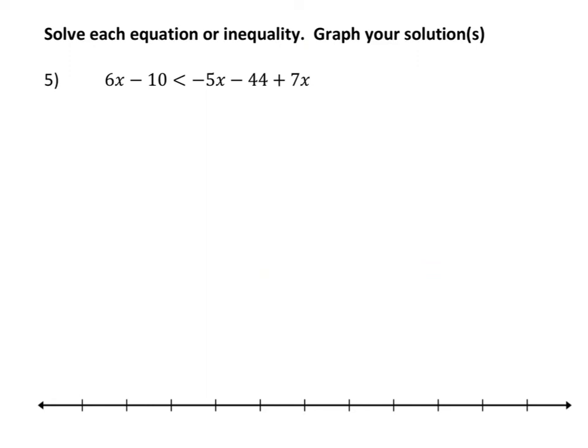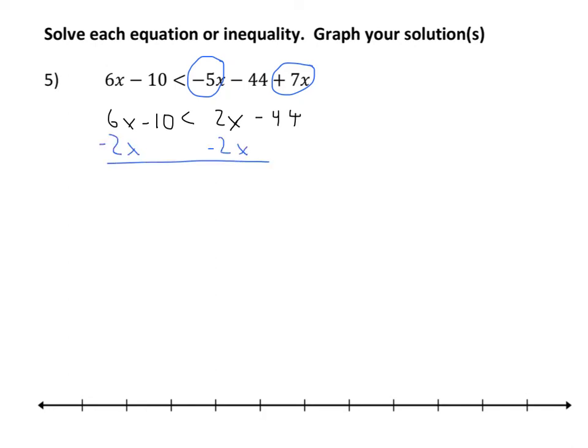Alright, let's start by simplifying the right. So I'm going to have 6x minus 10 is less than, those will combine to become positive 2x minus 44. Alright, I'm going to subtract 2x from both sides. That's going to give me 4x minus 10 is less than negative 44. Alright, I'm going to add 10 to both sides. So I have 4x is less than negative 34.